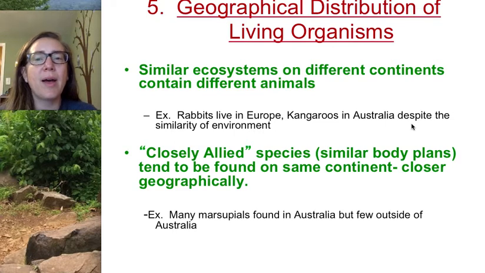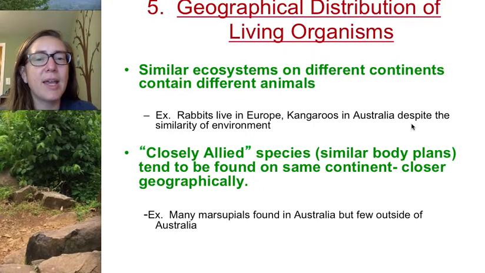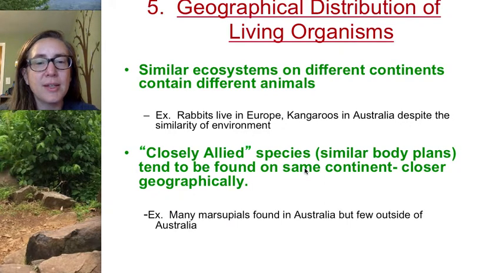So if we think about mammals in Europe versus Australia, rabbits are going to live a lot in Europe, but you're going to have, let's say, kangaroos that are going to be living in Australia. And even though they have a very similar environment, their body structures are different because they started from that different common ancestor, mammal ancestor. You can also see that closely allied species tend to be found on the same continent or similar geographically.